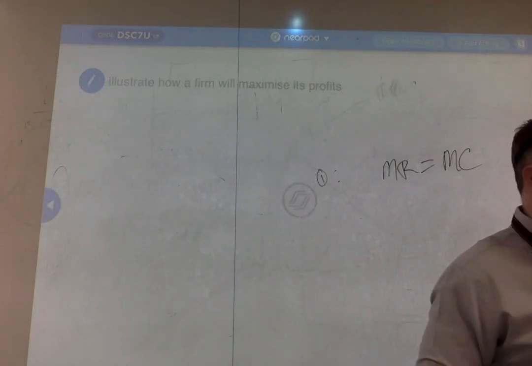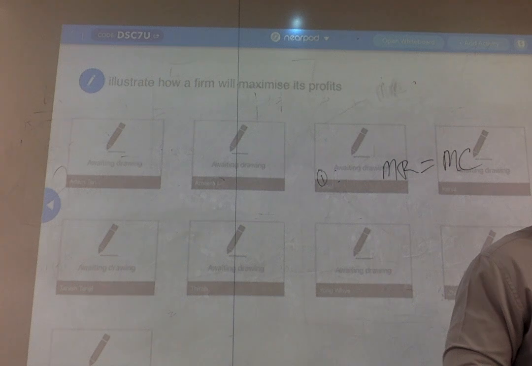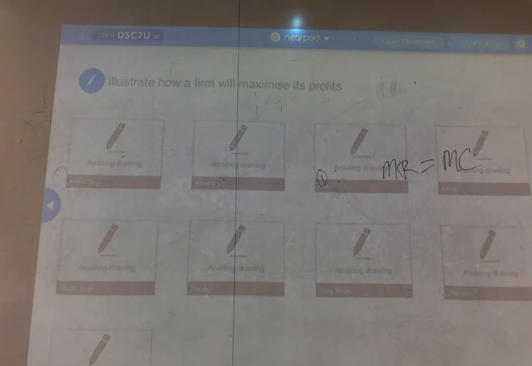So, now it is your turn to have a go at the giraffes. How will a firm maximise its profits?